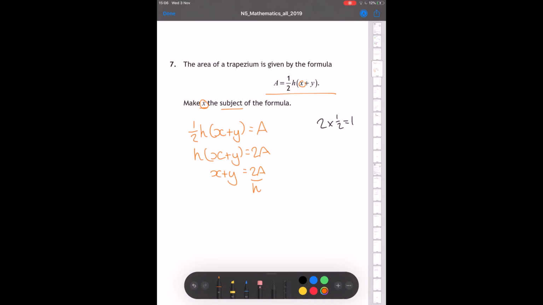X plus y is equal to 2a over h, and we want x. So we need to get rid of this y. How do we get rid of it? Do the opposite of whatever its operation is. It is a plus. Therefore, we need to take it away. Because plus y minus y on this side is 0, and we don't bother writing zeros, do we? Nope. So then we take a y away from this. So to take a y away from this, we would do 2a over h minus y.